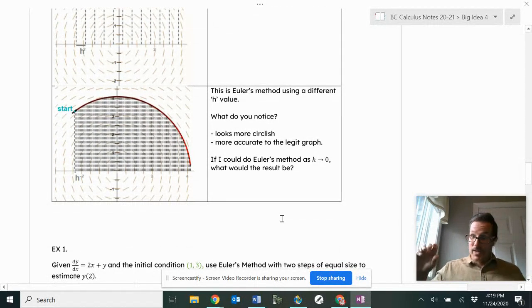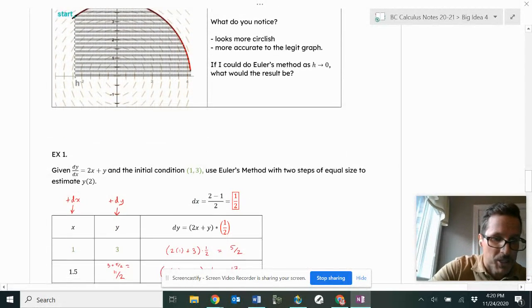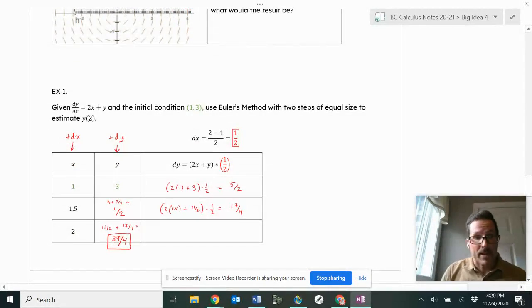All right, so we had some building blocks of what Euler's method is all about: proportions, slope, ratios. We've seen some visuals, we've seen the steps. Let's get to it. Okay, so if we have a differential equation that is given by dy/dx is 2x plus y with an initial condition of (1, 3), use Euler's method with 2 steps of equal size to estimate y of 2.